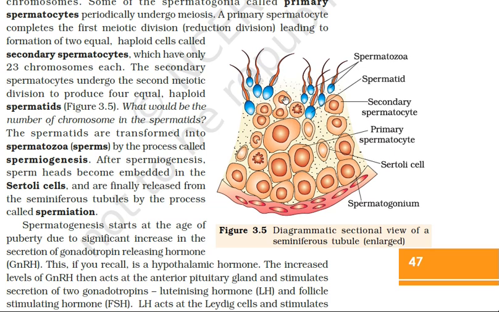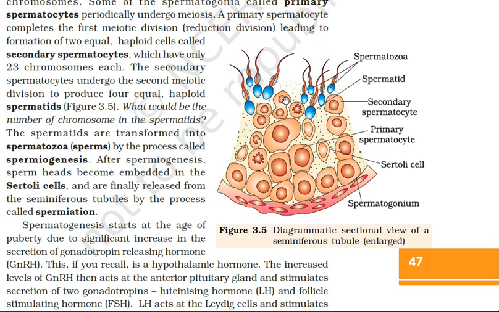FSH stimulates Sertoli cells, which help in the process of spermiogenesis, which I mentioned just today in my explanation of the diagram given in figure 3.5. FSH also stimulates Sertoli cells to produce a peptide hormone called inhibin that specifically inhibits FSH secretion.